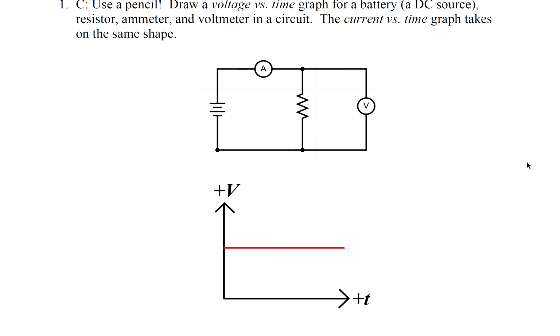Question 4. Draw a voltage versus time graph for half-wave rectification. Once again, the current versus time graph takes on the same shape. So this is what it looks like. We have an AC source, we have a diode, and we have a resistor. So take a look at this graph. The voltage increases from 0, then it decreases to 0.